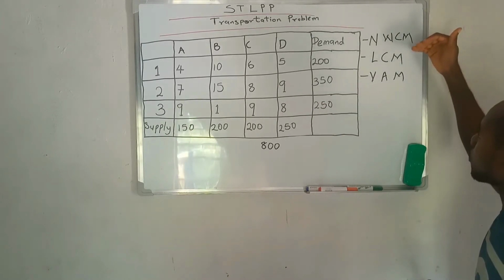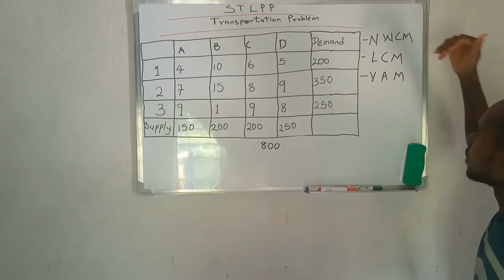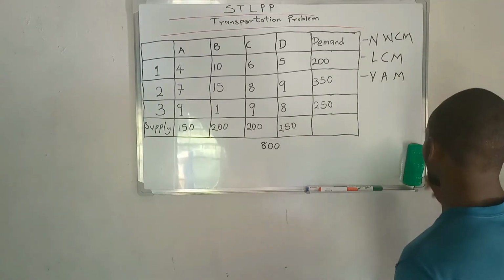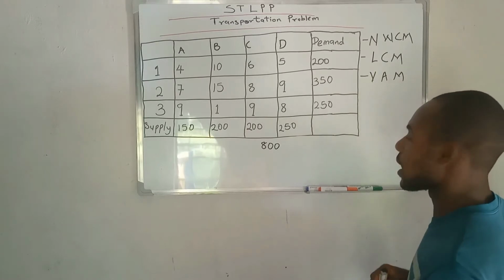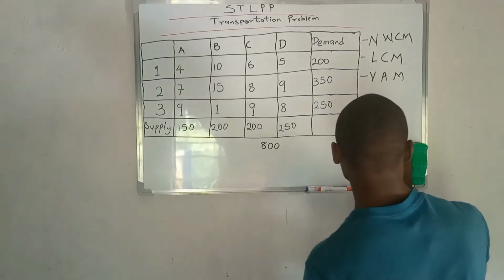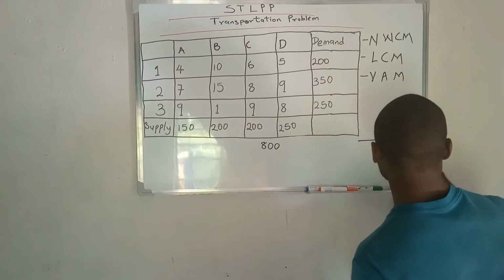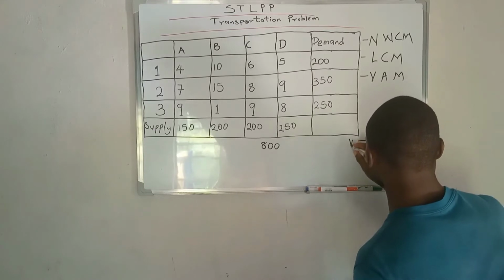The first that we're going to be using is the northwest corner method. So how does the northwest corner method work? Just like on your graph, or in the cardinal points, you have north here, east here, south here, and west here.